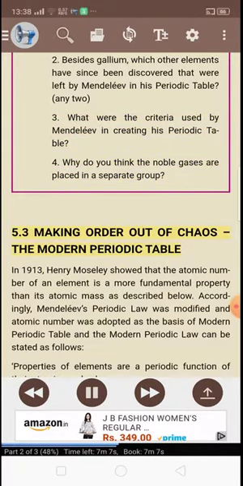5.3 Making order out of chaos, the modern periodic table. In 1913, Henry Moseley showed that the atomic number of an element is a more fundamental property than its atomic mass, as described below. Accordingly, Mendeleev's periodic law was modified and atomic number was adopted as the basis of the modern periodic table, and the modern periodic law can be stated as follows.